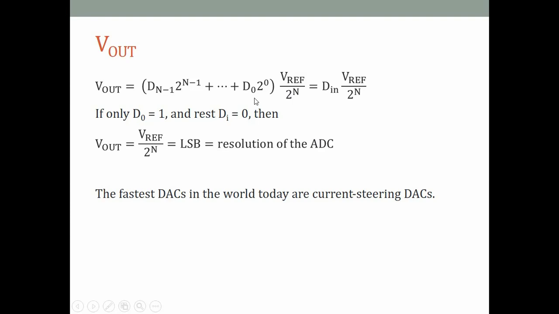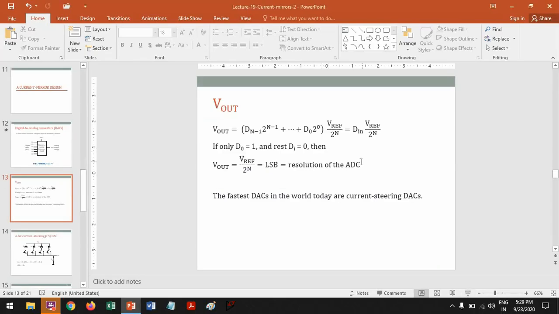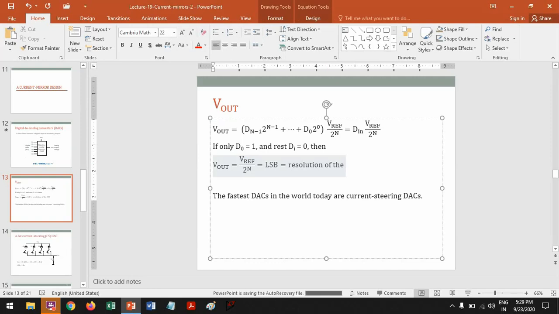Now in this expression, if the digital input has only the least significant bit 1, and all the other D's, the digital bits, are 0, then only this term is 1 and all the others are 0, then this will be 1 into Vref by 2 raised to n, and so V out is equal to Vref by 2 raised to n. This is called the resolution of the DAC.